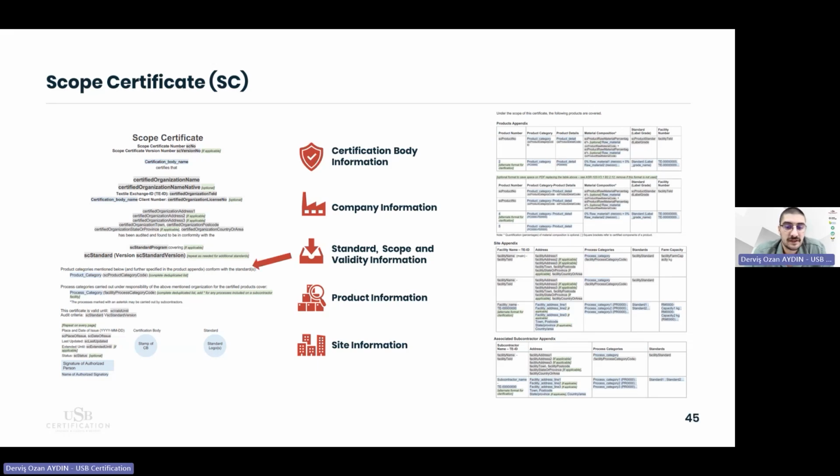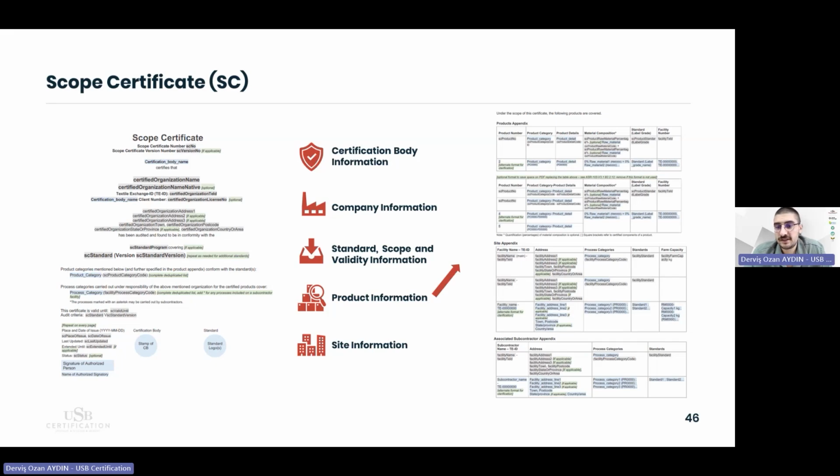About standard, scope, and validity information, the certified standards have to be mentioned in the scope certificates. Also, scope information like processes and products has to be mentioned on the first page of the scope certificates. And also, issue dates and validity dates are mentioned in the scope certificates.